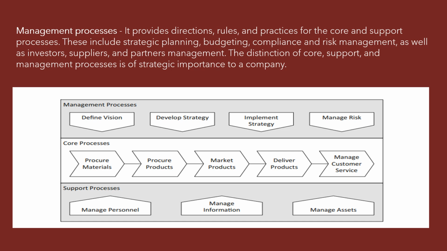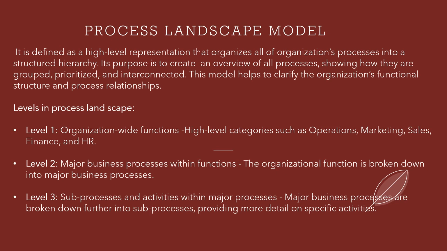The symbol used for core processes is called a chevron, and modeling processes as a sequence of sub-processes shown as chevrons is often called value chain modeling. For a better visual distinction, support processes can be shown with upward pointing blocks and management processes with downward pointing blocks. Process landscape model. It is defined as a high-level representation that organizes all of an organization's processes into a structured hierarchy.